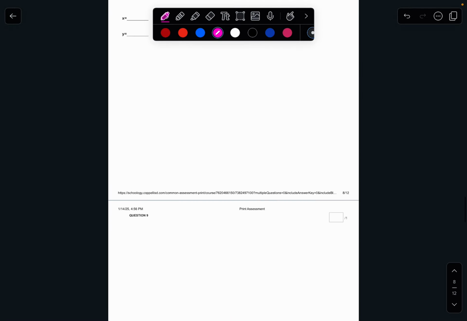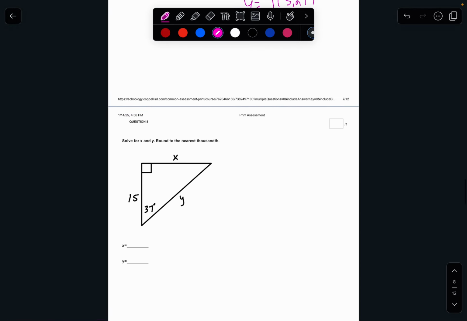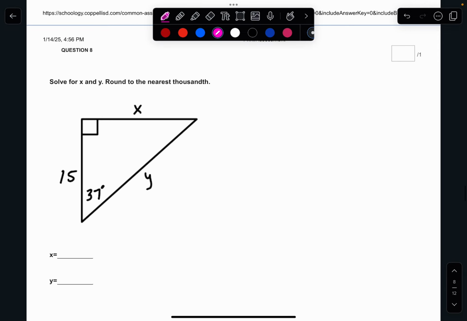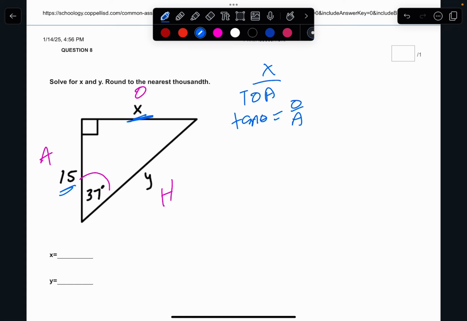And then I think we got two more. Nice. Next question, we have our 37. This would be opposite, adjacent, hypotenuse. I am going to work on x first. X would work with opposite over adjacent. That's the TOA part of SOHCAHTOA. So the tangent of theta equals opposite over adjacent. So this one's 37 degrees equals opposite x over adjacent 15.